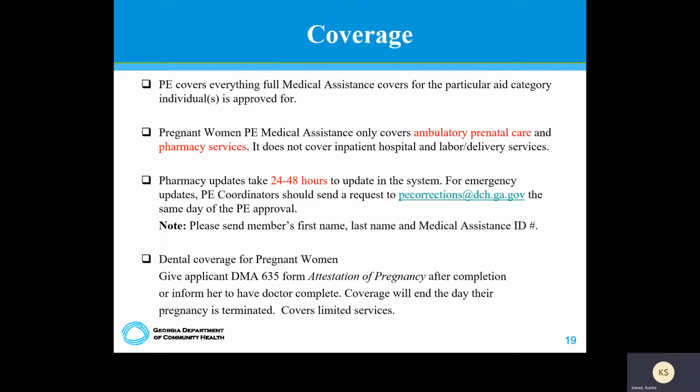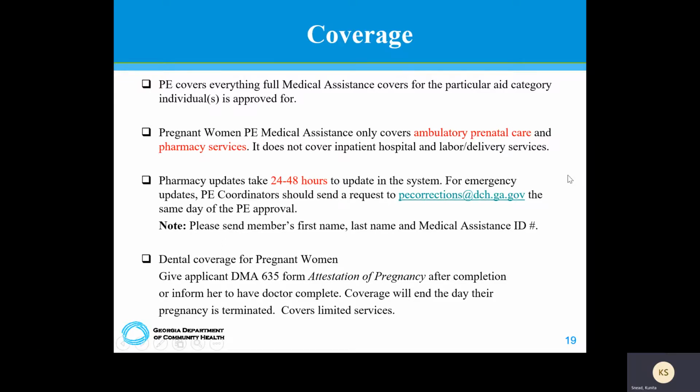In those situations, what you would do is send an email to the PE Corrections email address that is listed here on this slide. You would give us the member's name and ID number, and in the subject line, you can just put pharmacy update. Then we will go into the Optima system and update that information so they will be able to get their prescriptions filled that day. Okay. Otherwise, please let everybody that is approved know that it will take at least 24 to 48 hours before they're able to get prescriptions filled.